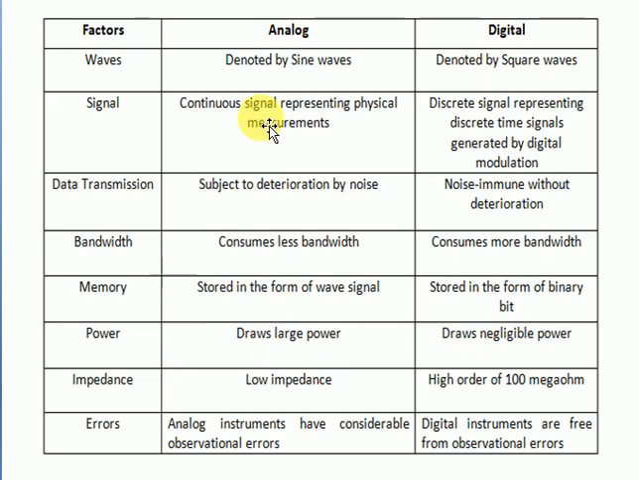Regarding power, an analog instrument draws large power, consumption is more in analog instruments, and digital instruments draw low and negligible power. The impedance of analog is low, but in digital it is larger. Errors are more in analog instruments. Cost: analog instruments are cheap, but digital instruments are costlier. Resolution is good in digital instruments, while analog instruments have less resolution.